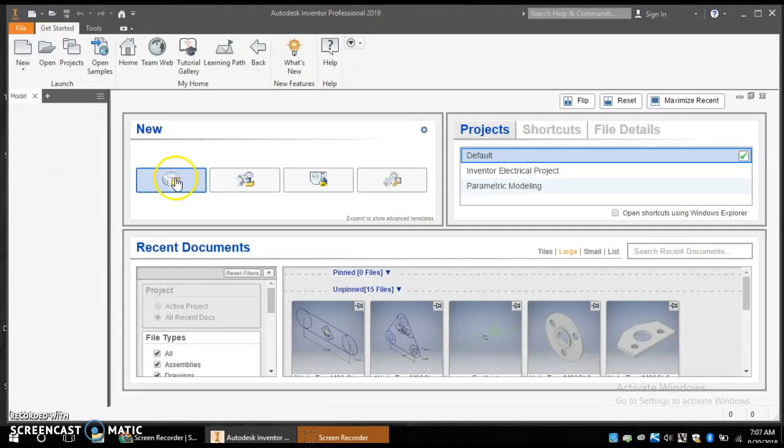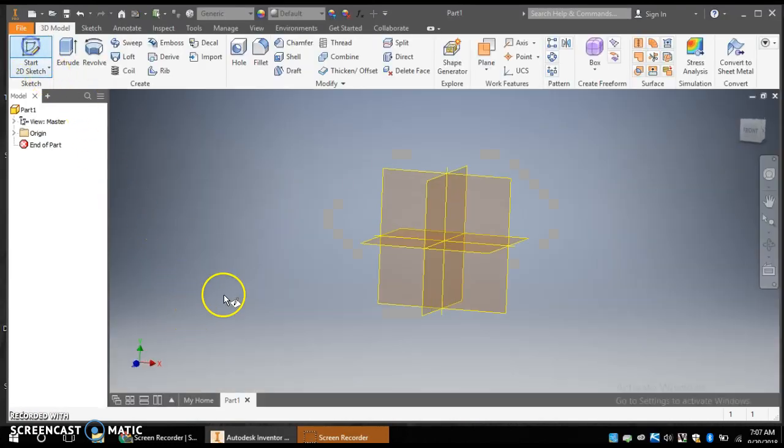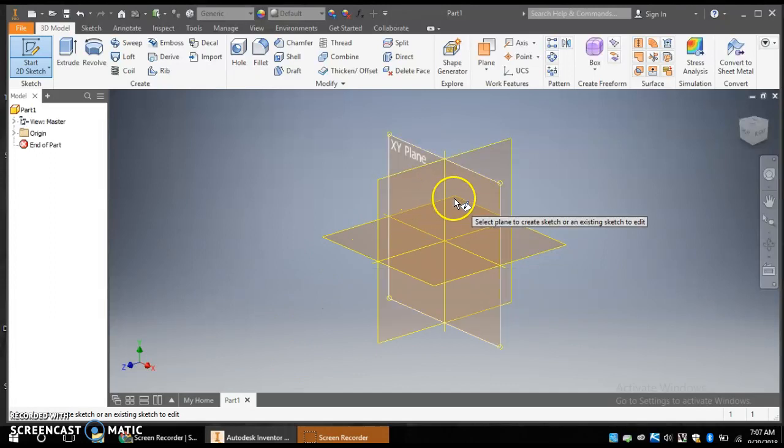So I'm going to start a new part. I'm going to start a new sketch. And I'm going to go to the XY plane.